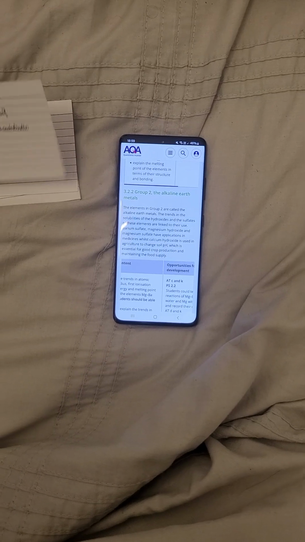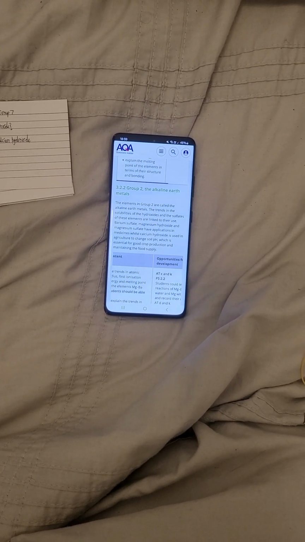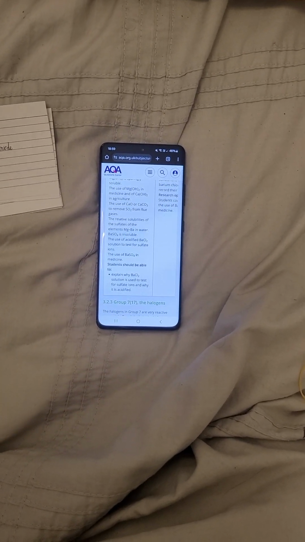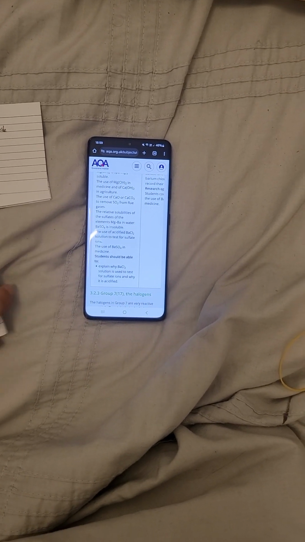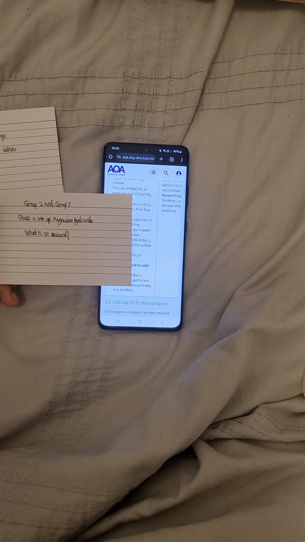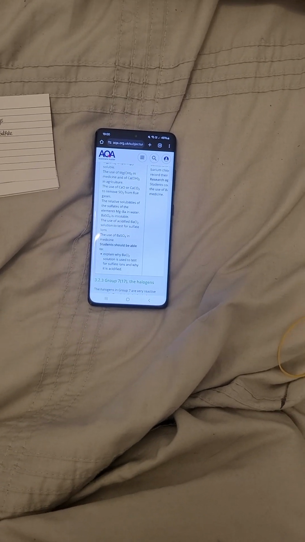Alkaline earth metals. The equation of neutralization: H+(aq) + OH-(aq) → H2O(l). What is calcium hydroxide? This is again on the specification. Calcium hydroxide is slaked lime, and it is used in agriculture to neutralize acid soils. Magnesium hydroxide is used in indigestion tablets as an antacid. An antacid is a substance to neutralize excess stomach acid.